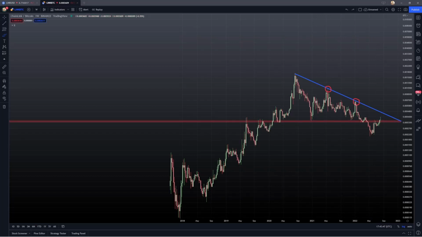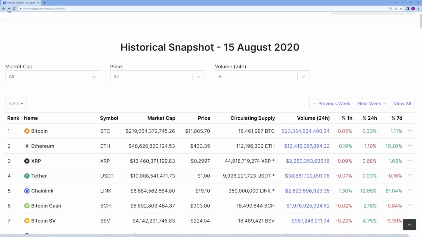So I'm going to be looking at a CoinMarketCap historical snapshot from that peak just to help visualize what this is representing. All right, so here is the historical snapshot from that DeFi summer peak. This is showing us the prices of specific cryptocurrencies on that date. And you can see Bitcoin was around $11,800. Chainlink was at $19. So since then, Bitcoin has multiplied by 2x, and Chainlink is down around 60%.